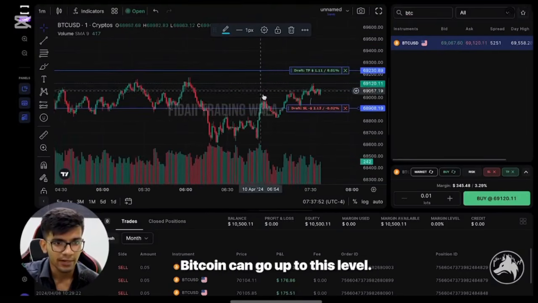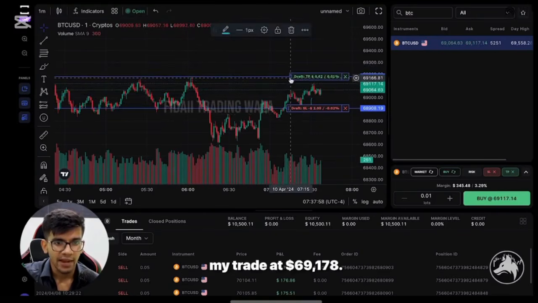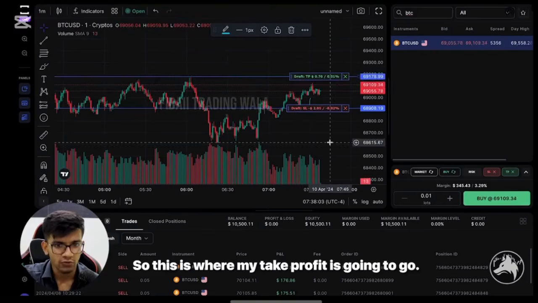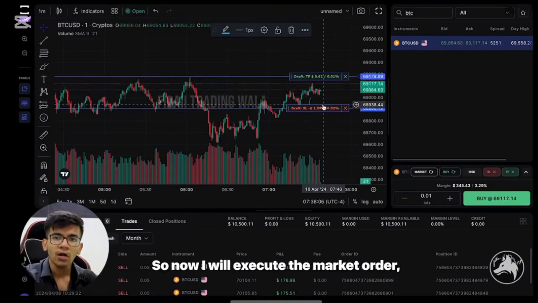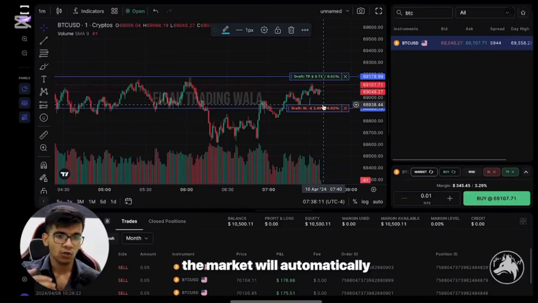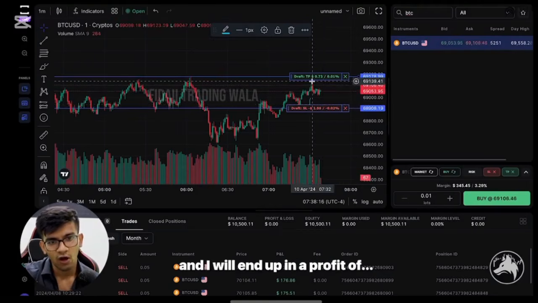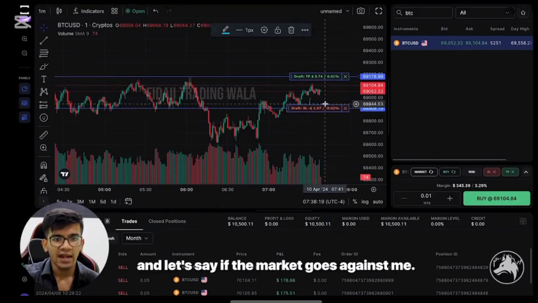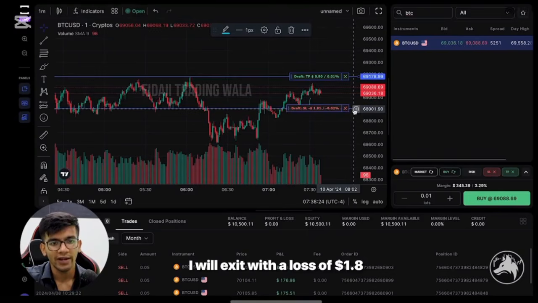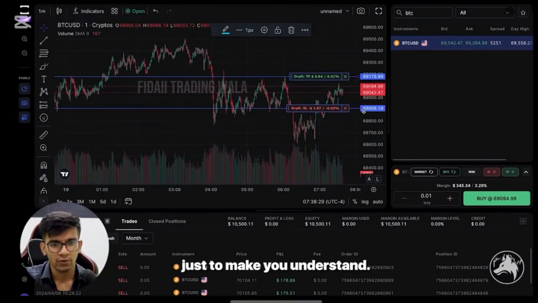So let's say I personally feel that Bitcoin can go up to this level. So I'm going to exit my trade at $69,178. This is where my take profit is going to go. Now I will execute the market order. My stop loss and take profit are already in place. If the trade goes in my favor, the market will automatically push me out of the trade when my take profit hits, and I will end up with a profit of, let's say, $0.7. And if the market goes against me and I am proven wrong, I will exit with a loss of $1.8. Once again, this is just for the sake of example, just to make you understand.